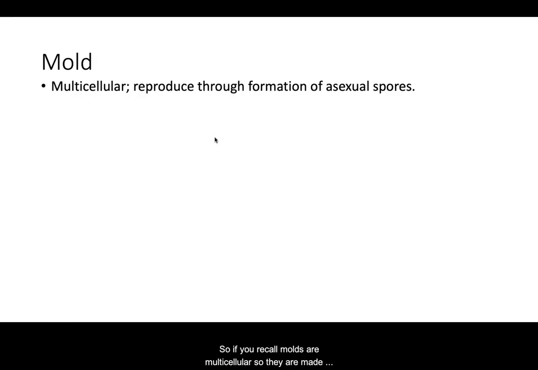So if you recall, molds are multicellular. So they are made up of not a single cell, but rather multiple cells that work together to form one organism. And they differ from yeast in that they typically use asexual spores to reproduce. And just to contrast, most yeast are unicellular and are going to reproduce through the formation of buds through a process called budding. And we'll see that towards the end.